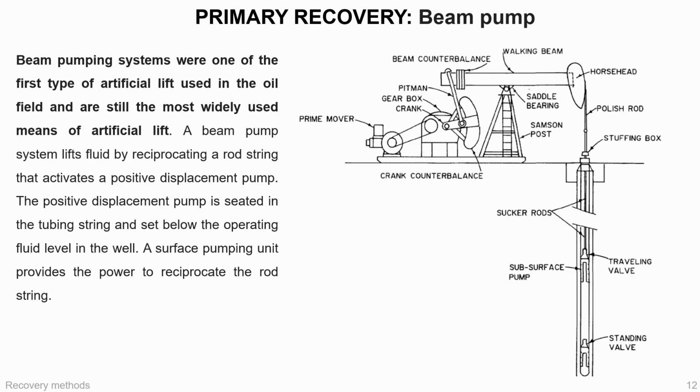The beam pump, often called the nodding donkey in the field, is one of the most recognizable artificial lift systems. It uses a surface pumping unit to reciprocate a rod string, which drives a downhole positive displacement pump placed below the fluid level. Beam pumps are widely used, especially in onshore oil fields. They are robust, well understood, and suitable for many low to moderate production rate wells. They are a classic example of simple but effective petroleum engineering.